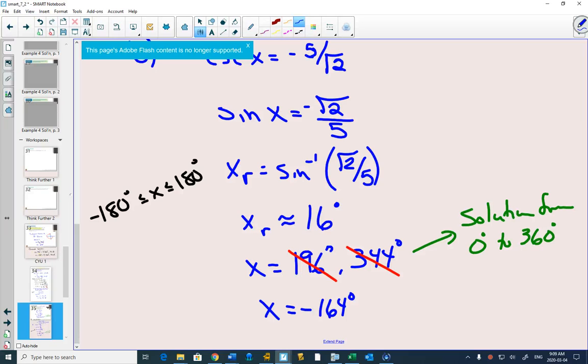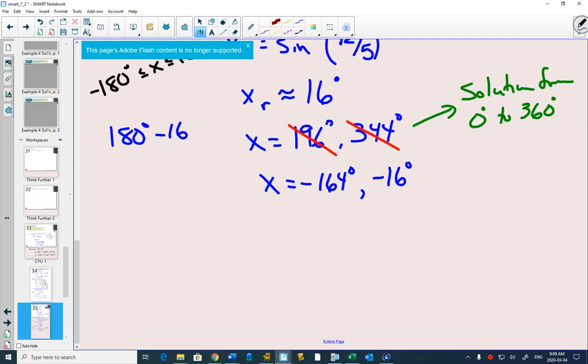I mental math that. I use my reference angle though. So if you take away, since my reference angle is 16, if you figure out what quadrant 2 would be, which would be 164, it's going to be negative 164. Are you going to be really impressed with my mental math on this one then? Wow. Yeah. And so those are our solutions between negative 180 and 180.